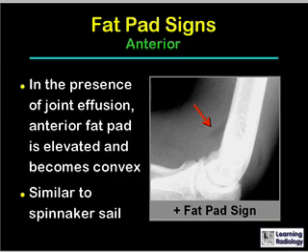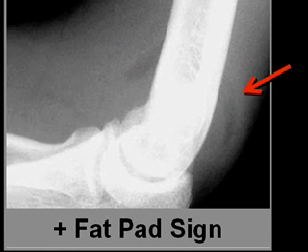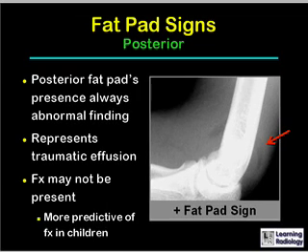The appearance of a posterior fat pad sign is always an abnormal finding. The red arrow is pointing to a positive posterior fat pad. It represents a traumatic joint effusion, and although a fracture may not always be visible, it will be present in about 70 to 90% of cases with a posterior fat pad sign, and it's more predictive of a fracture in children than it is in adults.